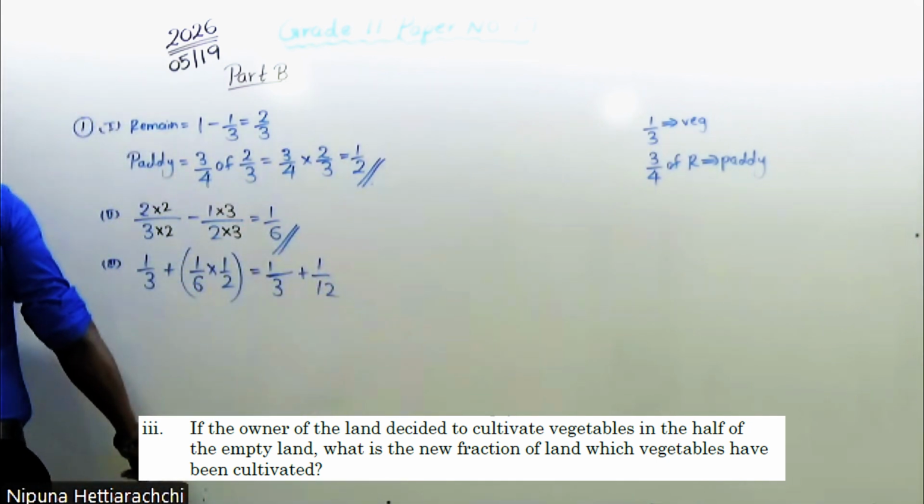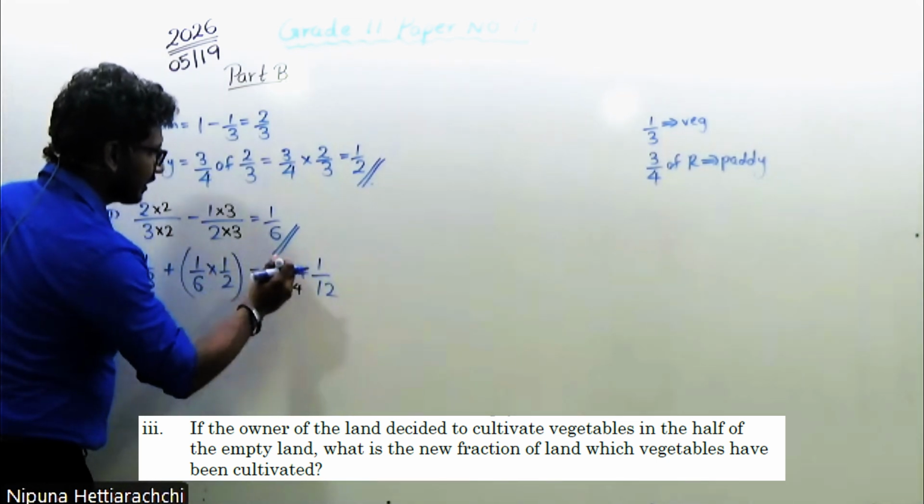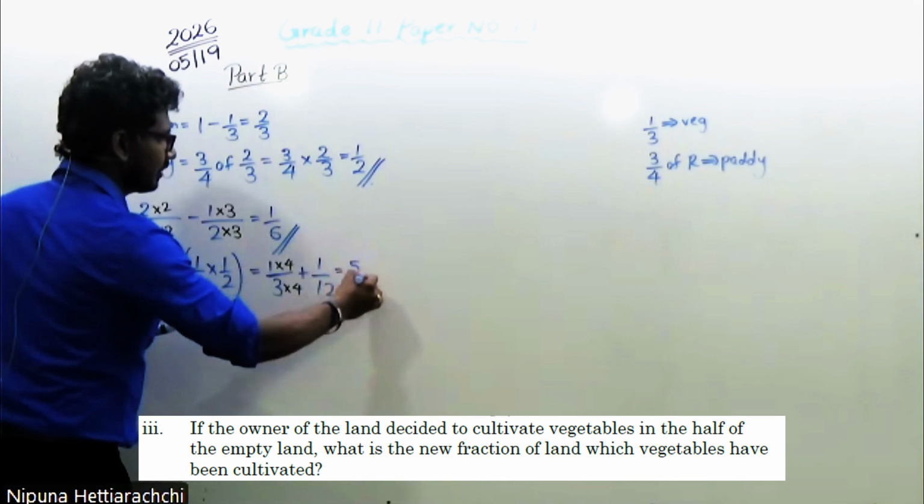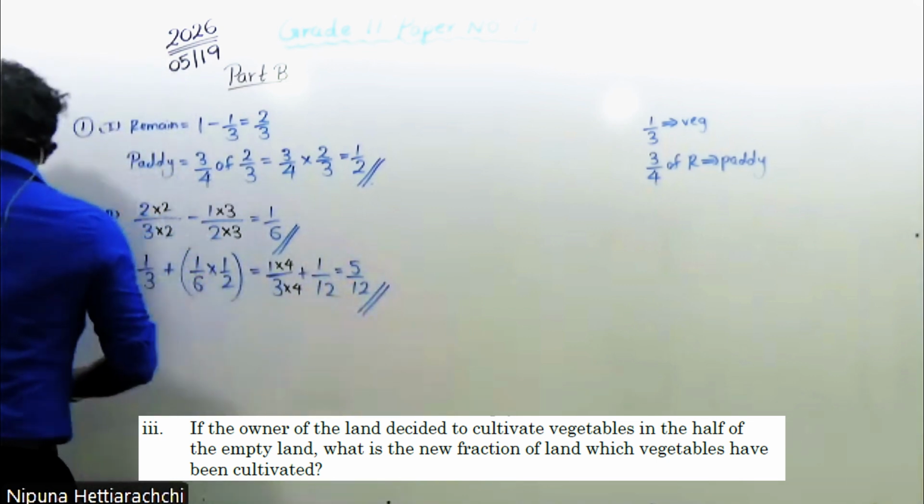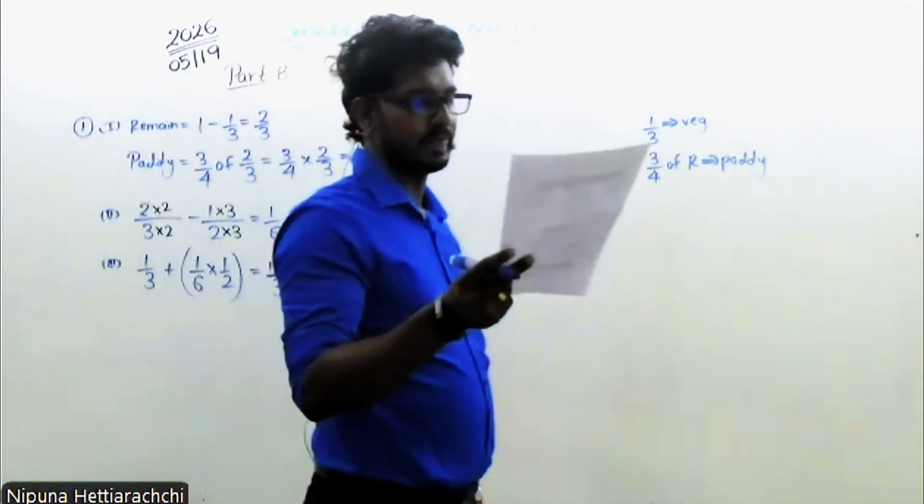Now to make equal denominators, this should be multiplied by 4. 4 plus 1, that becomes 5. 5 out of 12. Now the total fraction is 5 out of 12.